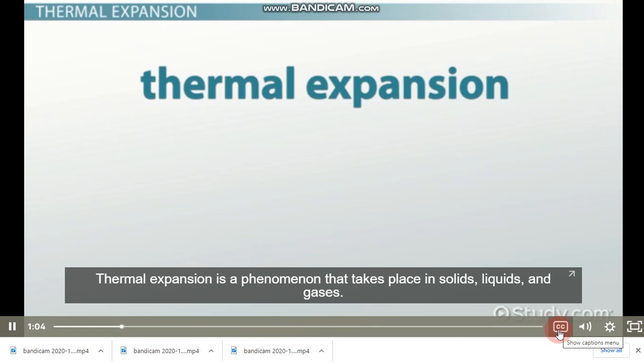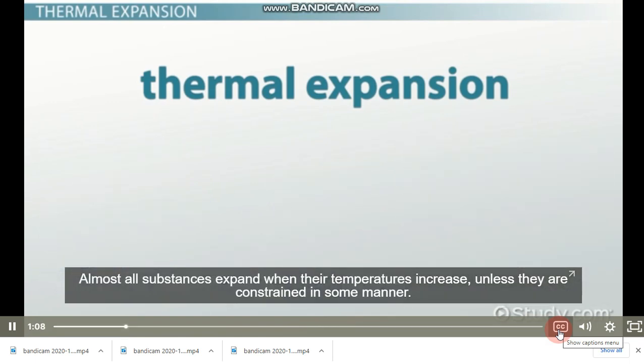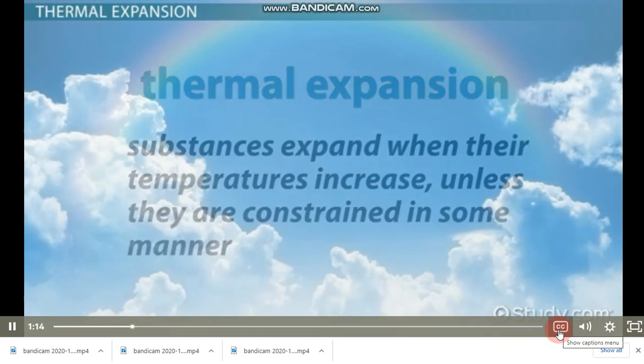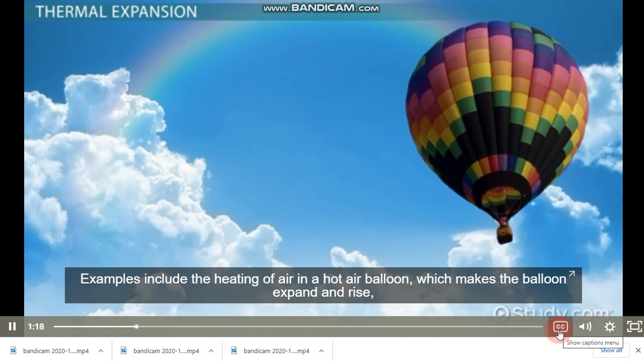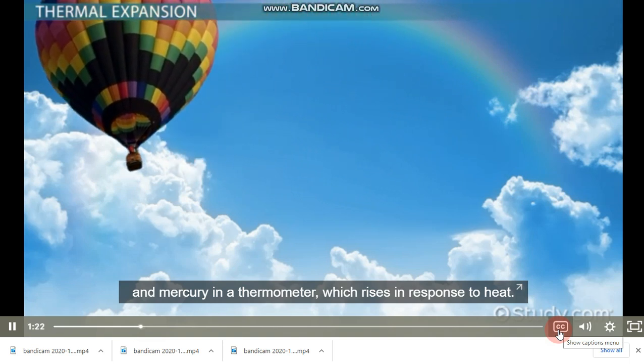Thermal expansion is a phenomenon that takes place in solids, liquids, and gases. Almost all substances expand when their temperatures increase unless they are constrained in some manner. Examples include the heating of air in a hot air balloon, which makes the balloon expand and rise, and mercury in a thermometer, which rises in response to heat.